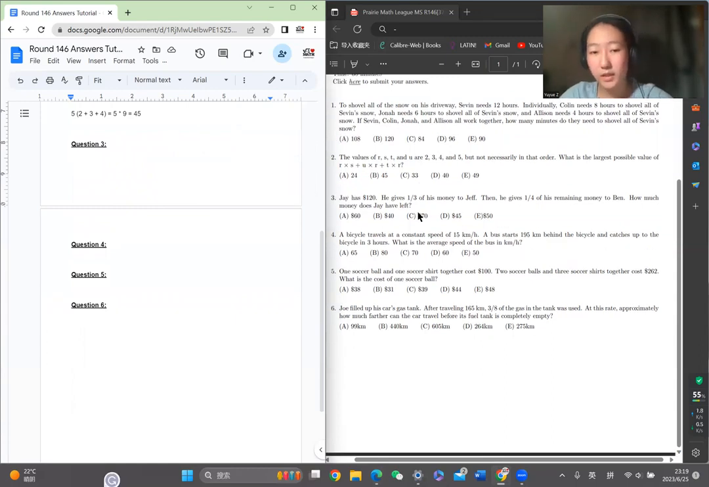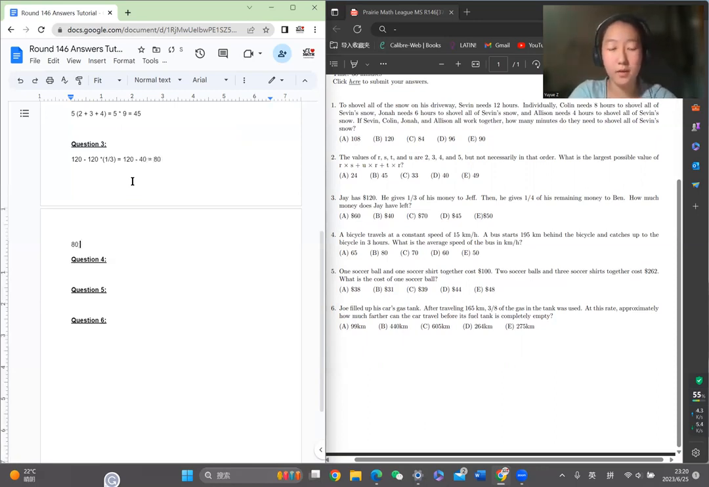Question number 3. Jay has $120. He gives 1/3 of his money to Jeff, and he gives 1/4 of his remaining money to Ben. How much money does Jay have left? So this is a simple question. 120, the amount of money he has initially, minus 120 times 1/3, the amount of money he gives to Jeff, equals 80. Or 120 minus 40 equals 80.